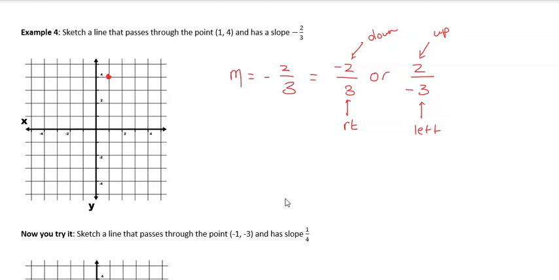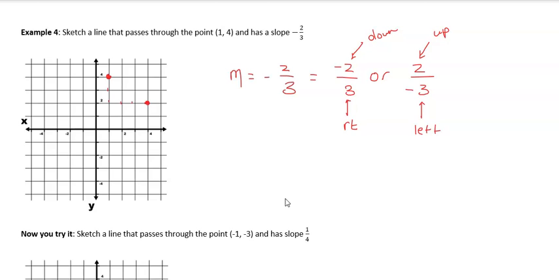So we start here at the point and we go down and to the right or up and to the left. So down 2, 1, 2, and to the right 3. 1, 2, 3.